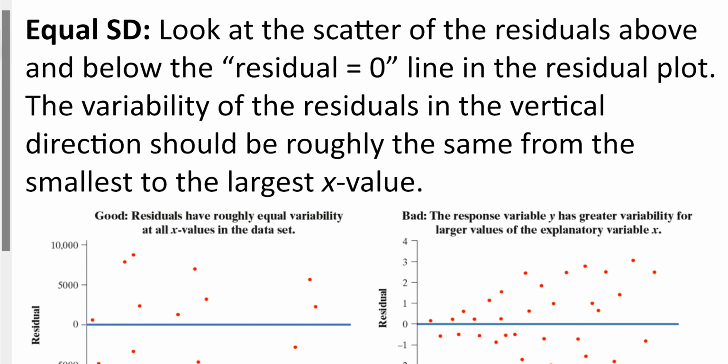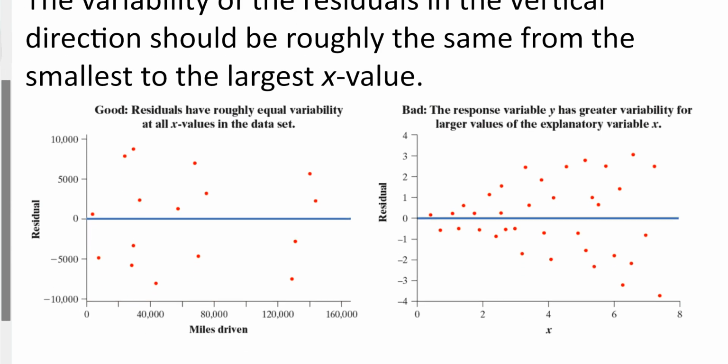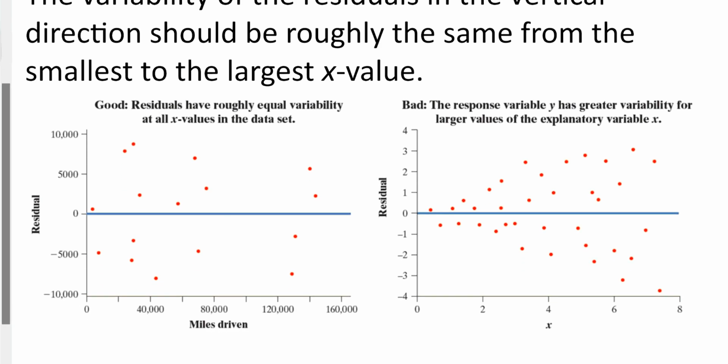All right, the E is equal standard deviation. Look at the scatter plot of the residuals above and below. We want about the same. We also want the largest x value, the largest residual and the smallest residual to have about the same distance. So if I'm looking at this residual plot, we go to about negative 7,000. This goes up to about positive 8,000, depending on how you're drawing it. That's close. That's not bad.